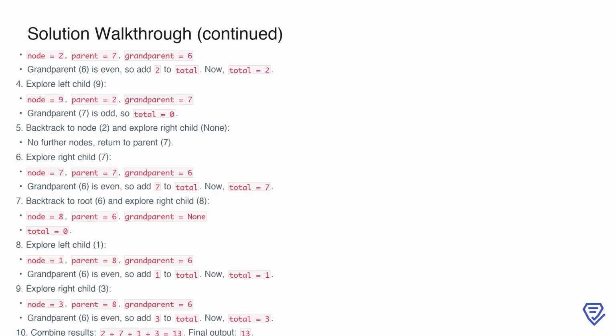The parent is 8, and the grandparent is again 6. Because the grandparent is still even, we add 3 to the total sum, bringing it to 3. Adding all the contributions together, 2, 7, 1, and 3, we get a final output of 13 for this example.